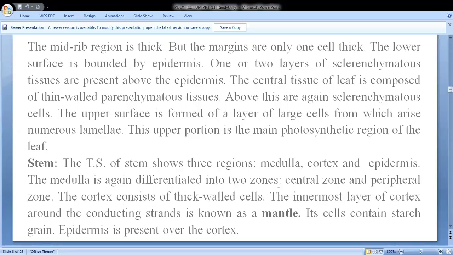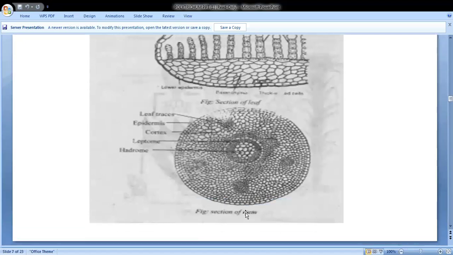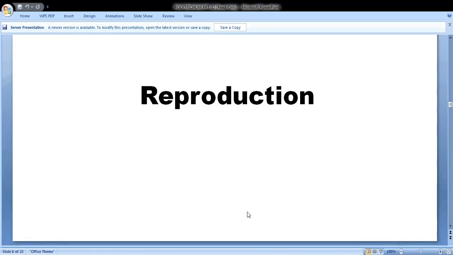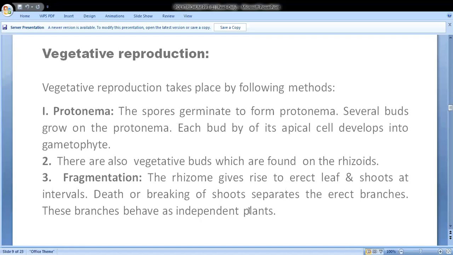See here, the two zones, central zone and peripheral zone. The cortex consists of thick walled cells. This is the stem anatomy. Next, coming to the reproduction.